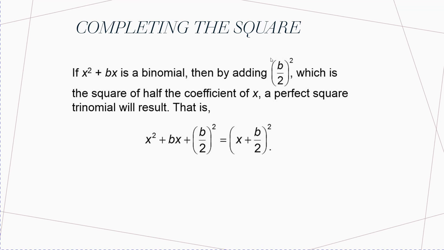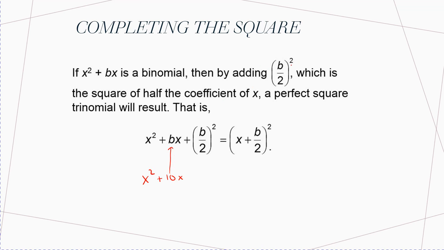But regardless, I want to show you how you can use this and some ways that you can identify a problem that you'll be able to use it for. Okay, so it goes like this. If x squared plus bx is a binomial, in this case it might be something like x squared plus 10x, okay? So in this case, the 10 is my b.